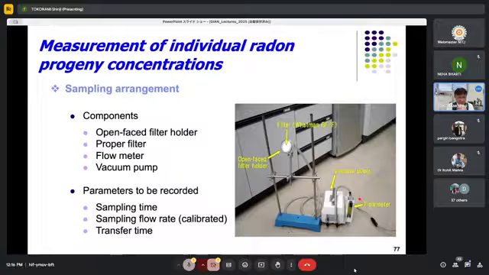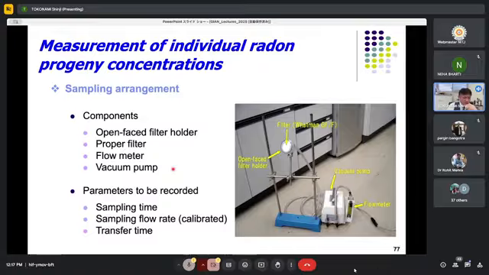This is a typical sampling arrangement for radon progeny measurement. Here are the components: an open-faced filter holder and proper filter, flow meter, and vacuum pump. This is a basic sampling arrangement for radon progeny.